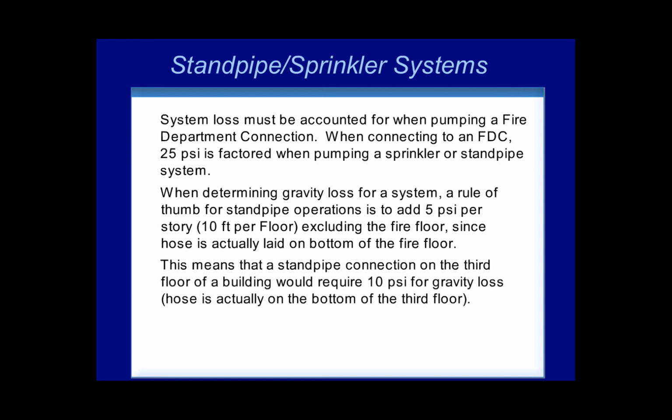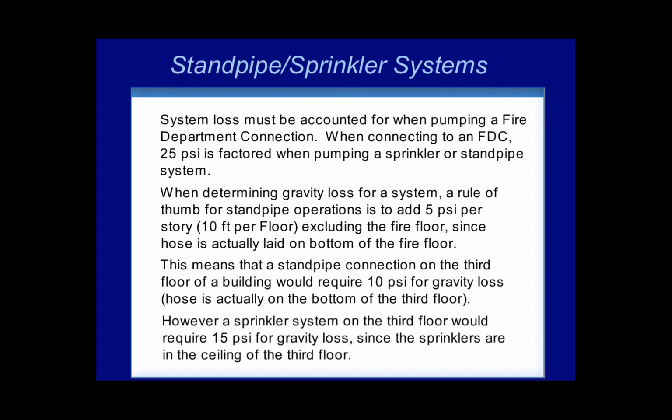This means that a standpipe connection on the 3rd floor of a building would require 10 psi for gravity loss, again because hose is actually on the bottom of the 3rd floor. However, a sprinkler system on the 3rd floor would require 15 psi for gravity loss, since the sprinklers are on the ceiling of the 3rd floor.